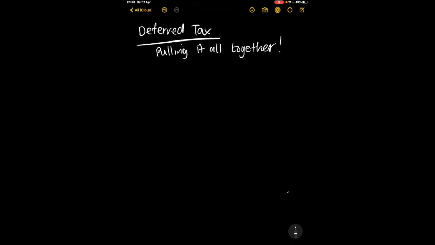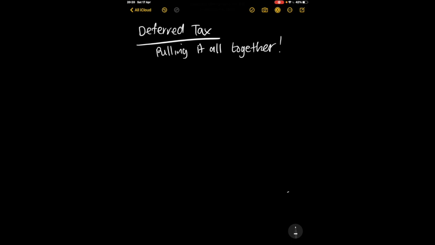Now we're going to revise the key principles in IAS 12 for deferred tax. It's important to understand why we have deferred tax. Deferred tax is just a mechanism that we use to adjust the tax expense to make sure that we're recognizing all the tax consequences when our transaction occurs.